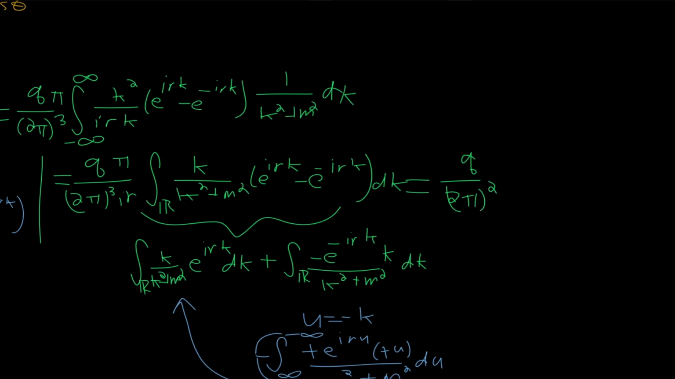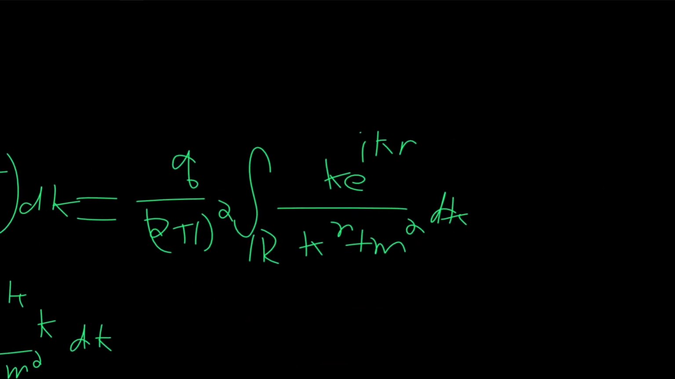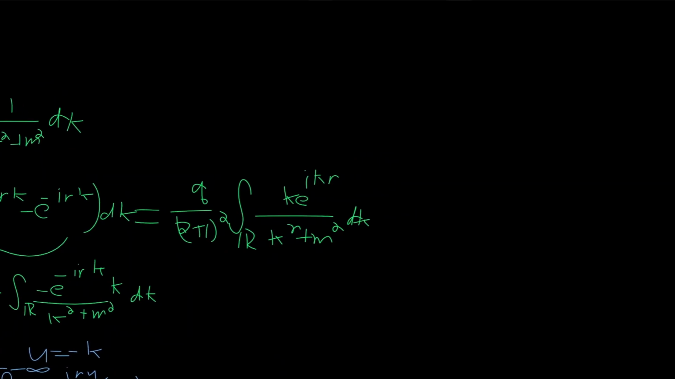because we had an extra 2 out front, right? And then times the integral over all real numbers of k times e to the ikr over k squared plus m squared dk. So now all we have to do is evaluate this integral right here. And this, ladies and gentlemen, is where the complex analysis shines, and we get to do some contour integration with physics on a Physics Friday.